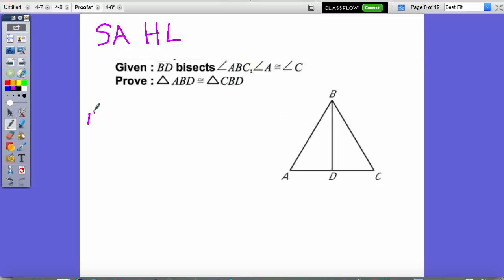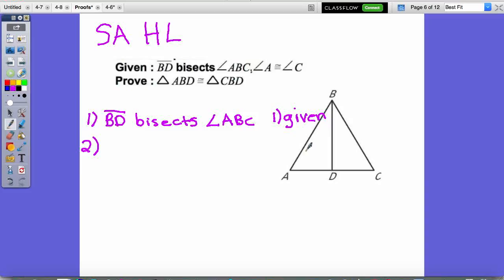We're given that BD bisects angle ABC. We're also given that angle A is congruent to angle C. But I told you guys in class that if you are told that something bisects an angle, the next thing you're probably doing is showing that two angles are congruent. So I'm going to do that next. So BD bisects ABC. That's going to break it into two different congruent angles here.